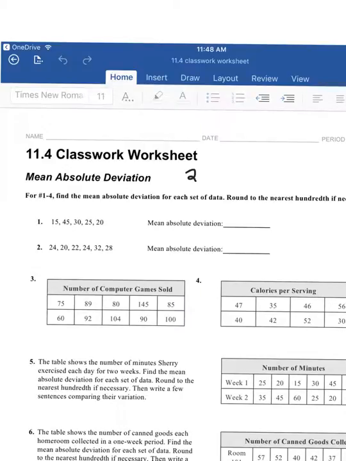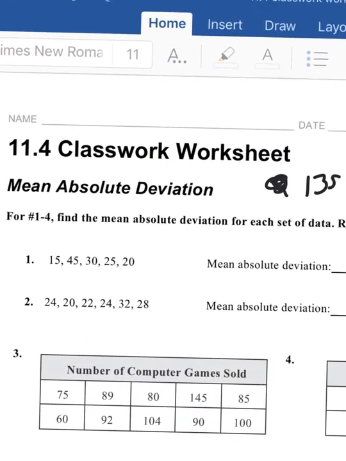They add up to 135, and then you divide by 5, and you get the mean of 27. So the mean is 27. Then step 2, did you subtract each number from 27?